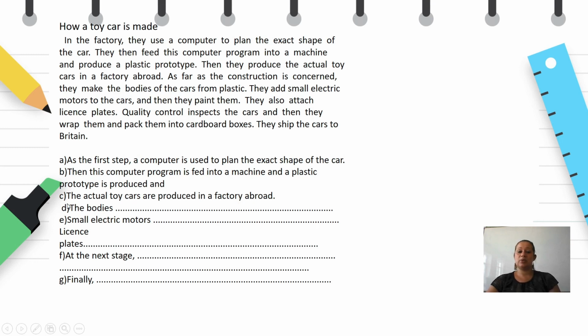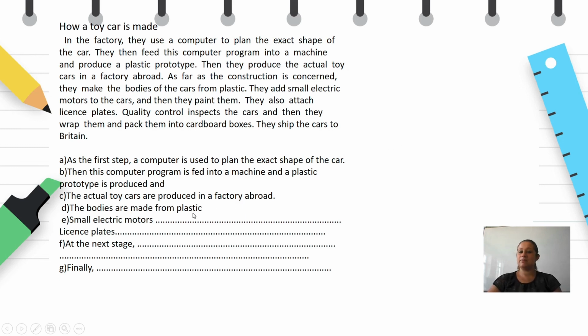Good. Now we're talking about the bodies of the cars. Let's see. As far as the construction is concerned, yes, they make the bodies of the cars from plastic. So the bodies of the cars are made from plastic. There we go. What about the small electric motors? They add small electric motors to the cars. Small electric motors are added to the cars and they are painted. License plates are also attached.